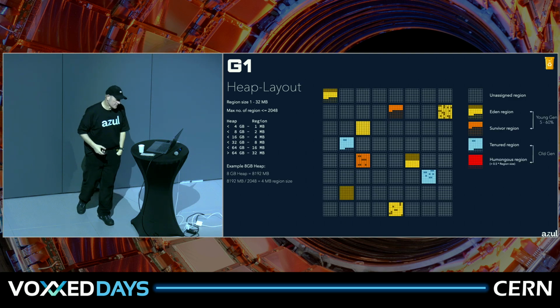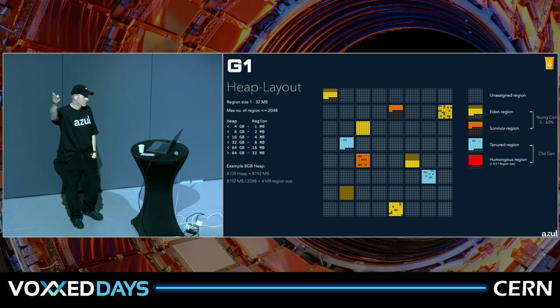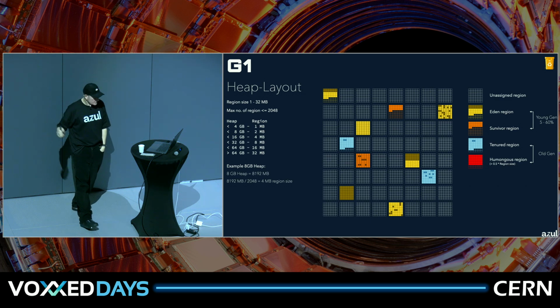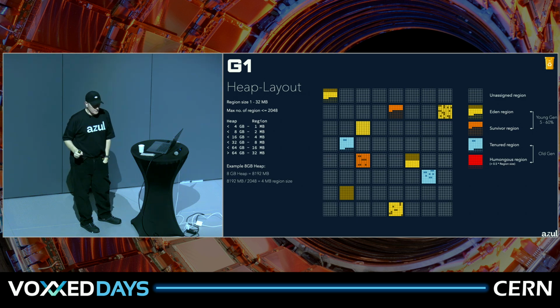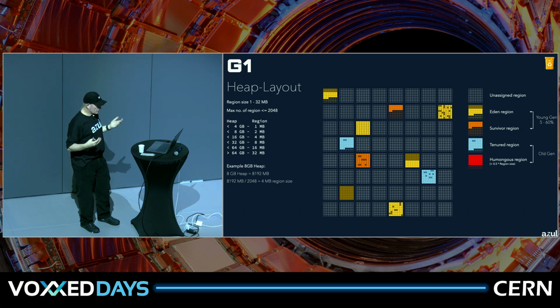If they are assigned, they will look like this. You see the Eden regions, we still have Eden regions, we have survivor regions, we have tenured regions, we have humongous regions. And the name is really fitting: if you have an object that is bigger than half the region size, you get the complete region. Well, sounds okay.